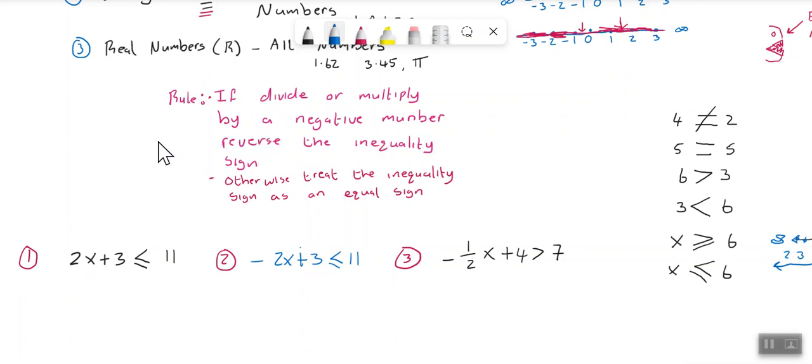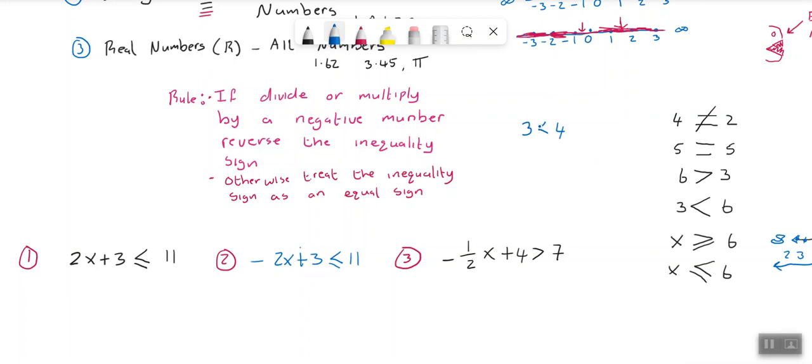So if we divide or multiply by a negative number, we have to reverse the inequality sign. Otherwise, we treat the inequality sign as an equal sign. So why is that the case? Let's have a look at something like this. We can say that 3 is less than 4.